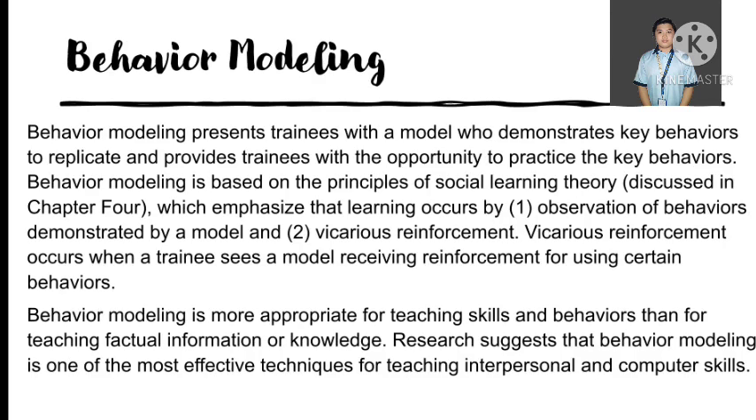Behavior modeling. Behavior modeling presents trainees with a model who demonstrates key behaviors to replicate and provides trainees with the opportunity to practice the key behaviors. Behavior modeling is based on the principles of social learning theory discussed in Chapter 4, which emphasize that learning occurs by, one, observation of behaviors demonstrated by a model, and two, vicarious reinforcement. Vicarious reinforcement occurs when a trainee sees a model receiving reinforcement for using certain behaviors.